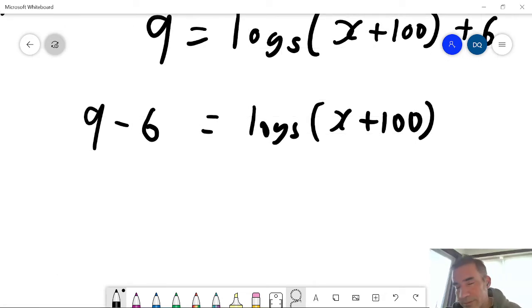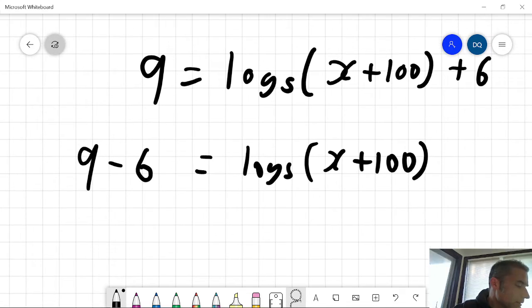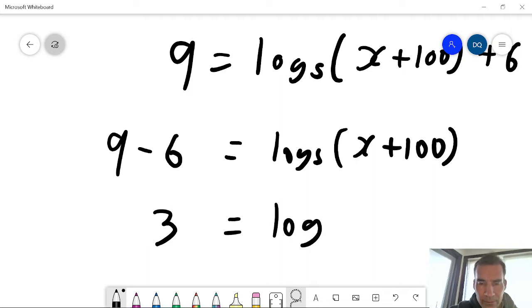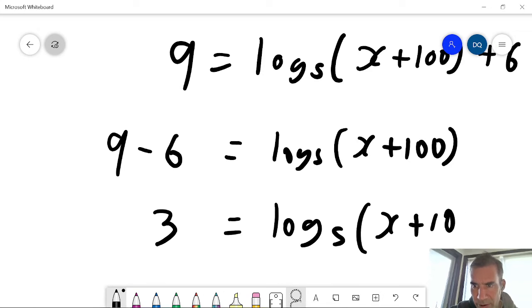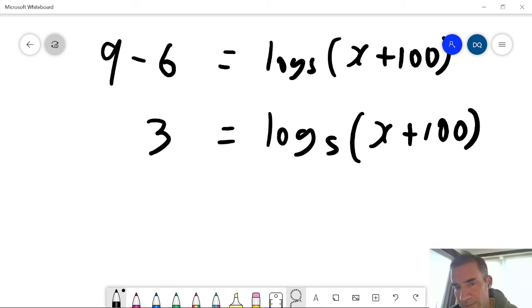Now, nine minus 6 is 3. So the base 5 log of x plus 100 is equal to 3. I now want to write the number 3 as a base 5 log. I'm going to do this real quick, and then I'm going to do this slower with more steps along the side, because I think this is where it might get a little bit challenging.